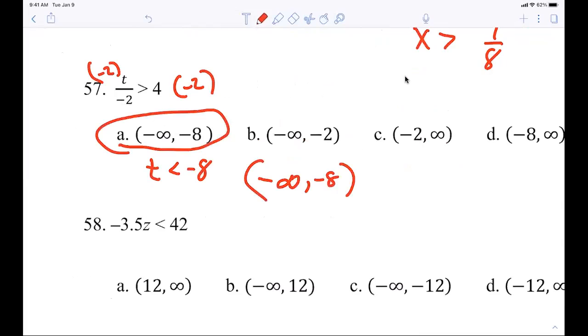There we go. Anybody have any issues? Multiply or divide by a negative, you change the inequality sign.